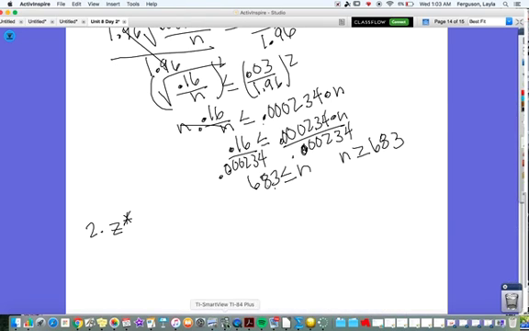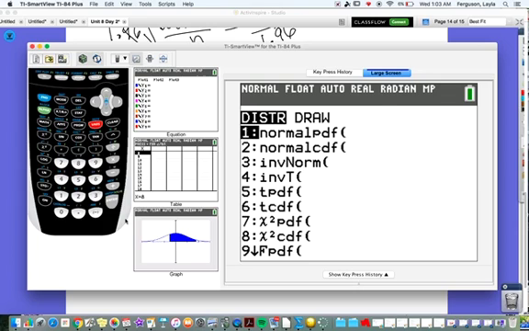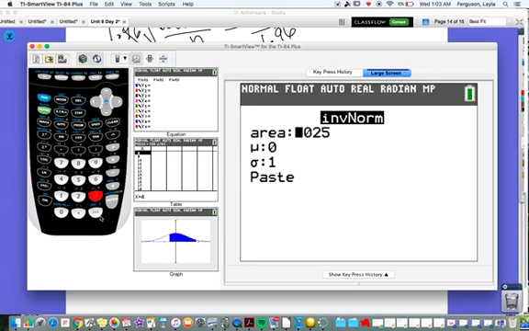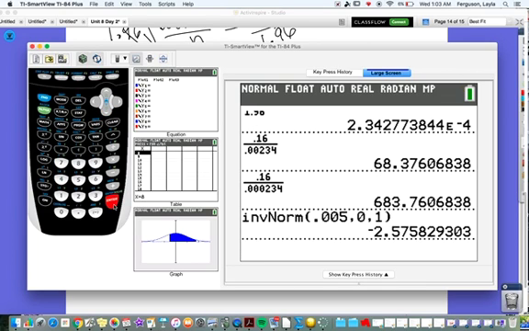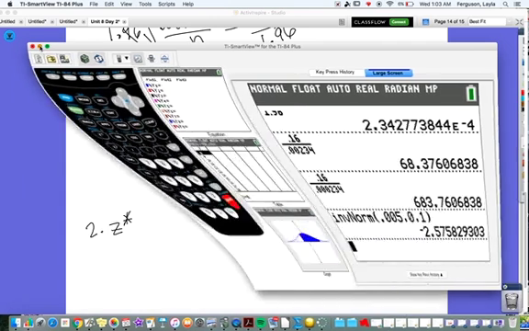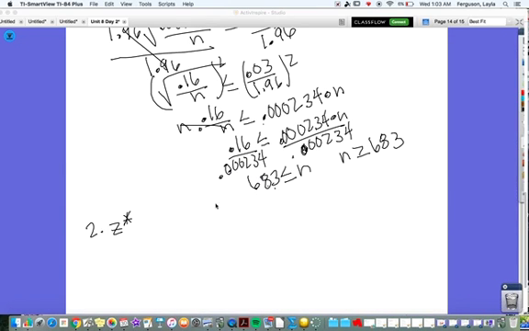So you would have to go to your calculator, go to second vars to get your inverse norm. Remember, you're doing 99%, which leaves you 1% for your tails, and so 0.005 would be what you would have as your area. Your mean would be 0. Your standard deviation would be 1. And so when you did that, you would get negative 2.575 or negative 2.58. But you are looking at stuff to the left, so your z star would actually be the positive version of that. So 2.58.